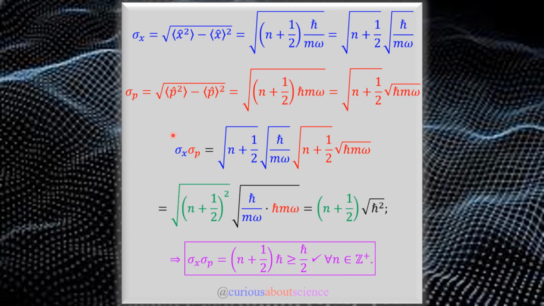When we multiply them through, we see we can color code blue to blue for x and red to red for momentum. But both of them have an n plus 1/2, and that's why we see inside the square root, we have the parentheses squared, gone to green. Here, of course, if we have a fraction of m omega times an m omega, they cancel out beautifully, leaving us with the square root of h bar squared, and of course that will come out. So their product yields n plus 1/2 h bar is greater than or equal to h bar over 2, the uncertainty limit, for all n in the positive integers.